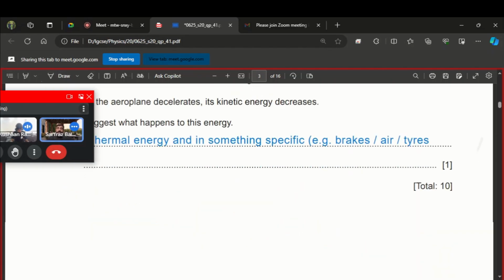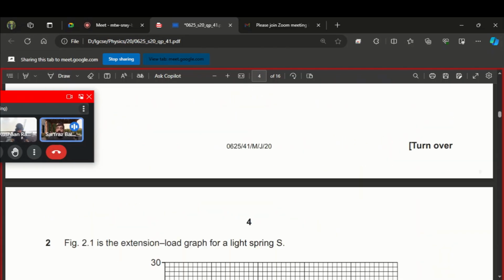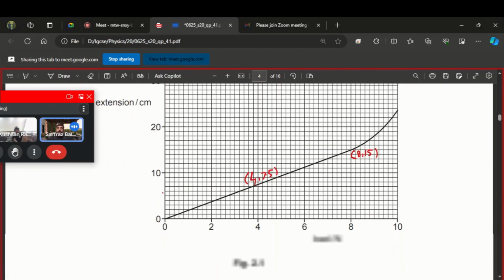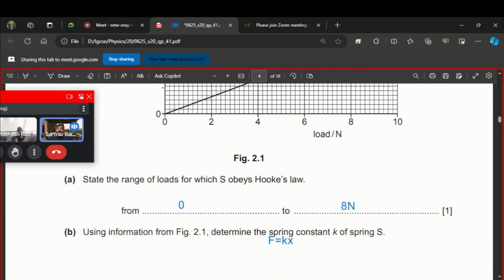Okay, next question. Figure 2.1 is an extension load graph for a light spring S. State the range of the load for which the spring S obeys Hooke's law. So what is the statement of Hooke's law, or the formula for Hooke's law?